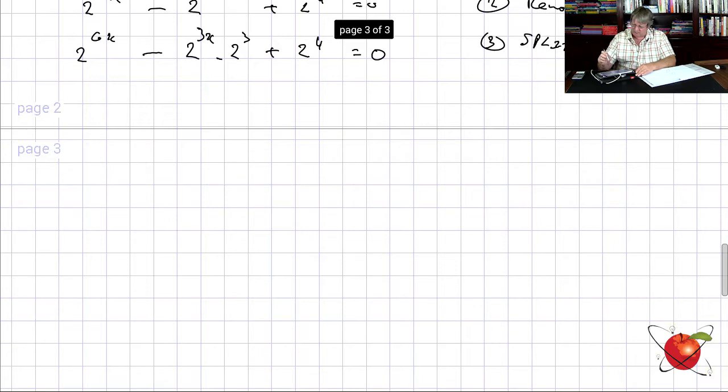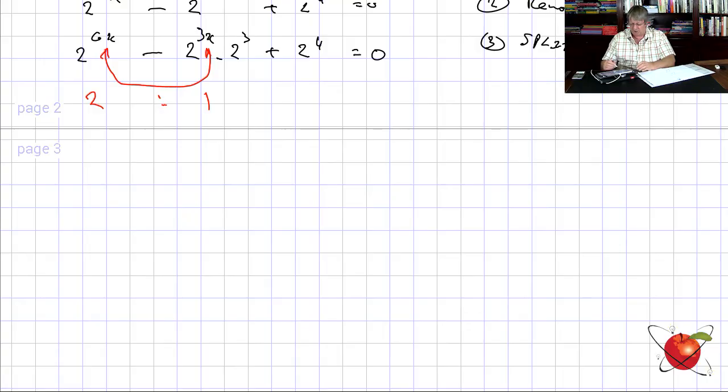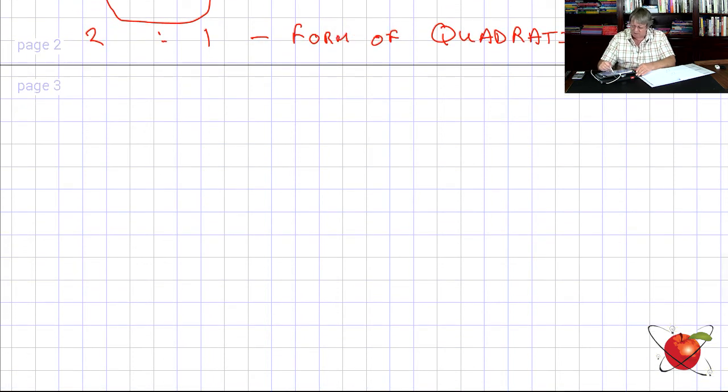Except for the fact that we say, right, now remember the little trick. Look at the ratio of those exponents. It is 2 to 1. What does it mean? If it's a 2 to 1 ratio, it means it's a form of quadratic. So we say, if it's a quadratic, we must be able to solve it. Therefore, I've got to have 2 brackets first of all, equal to 0.